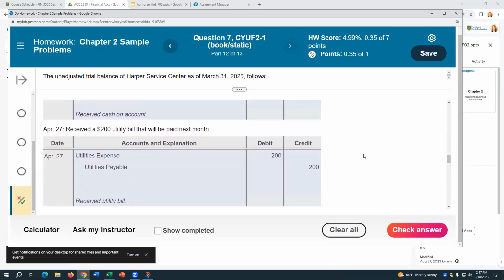Okay, now on the 27th, we received a $200 utility bill. That's going to get paid the next month. I kept wanting to put accounts payable. That's the normal generic payable, but they specifically wanted utilities payable. So either way, utilities payable is an accounts payable. They're just maintaining a separate payable for that.